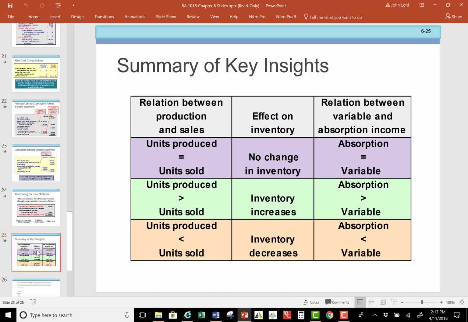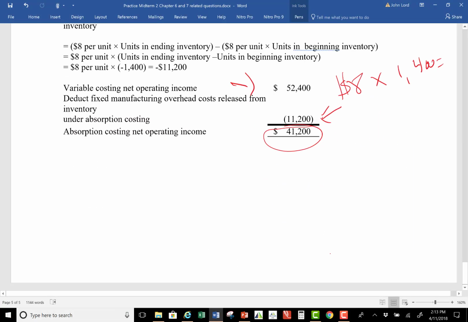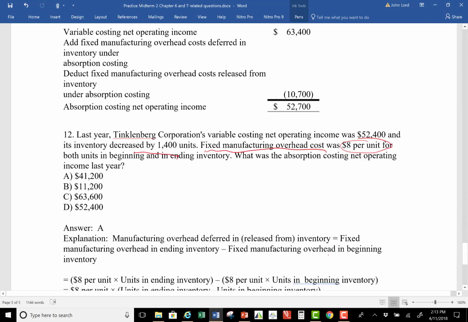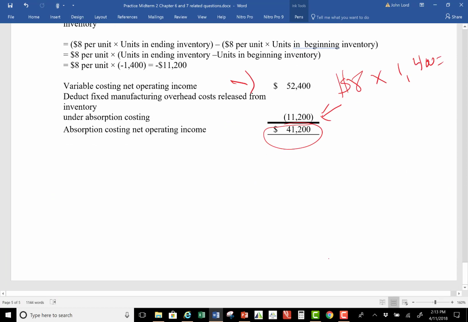Okay, good. All right, questions on this or anything else? 30 multiple choice questions.